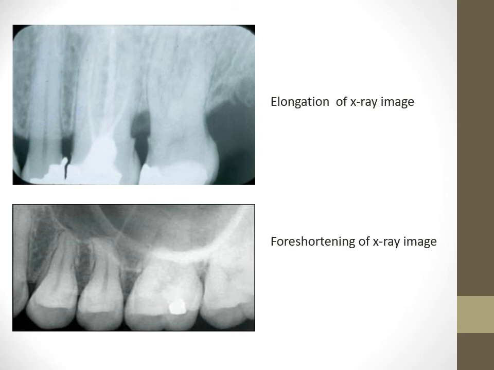See to that proper angulations are maintained when you take the intraoral periapical radiograph using the bisecting angle technique. Otherwise, we'll have elongation of the X-ray image. The image appears much more elongated than it has to be. And foreshortening is when the image appears much shorter than the normal. Both elongation and foreshortening are again faulty radiographs.